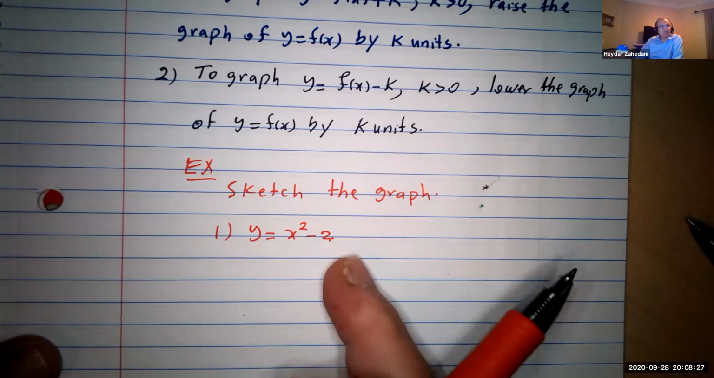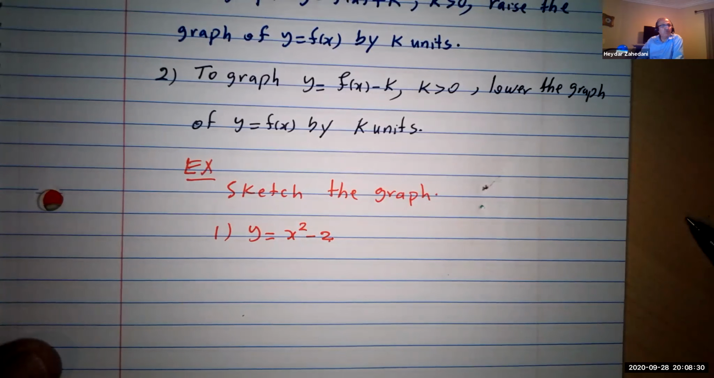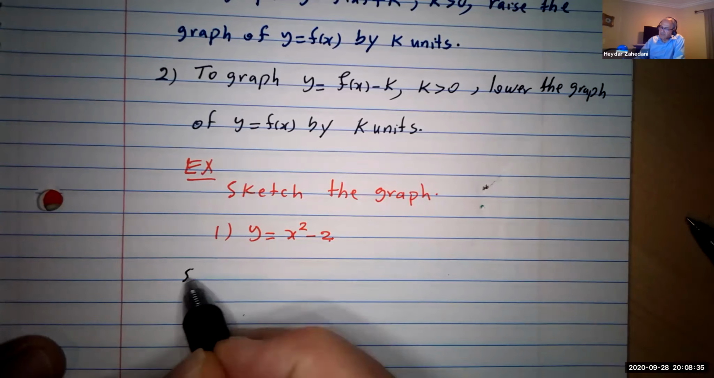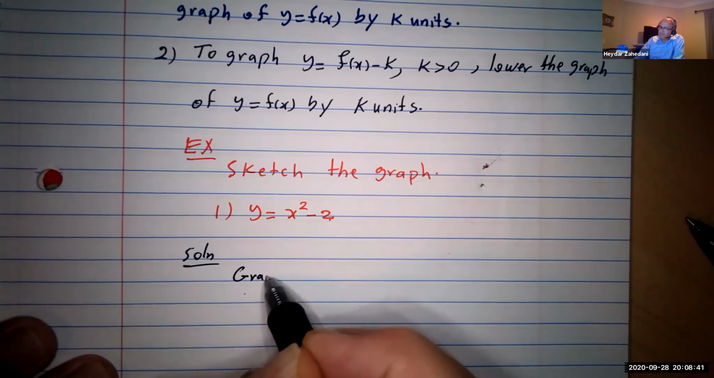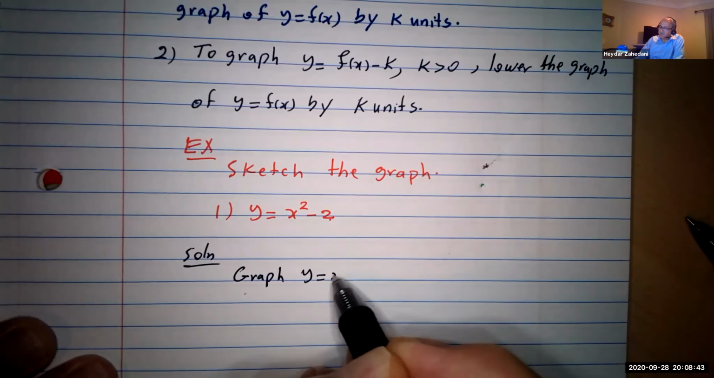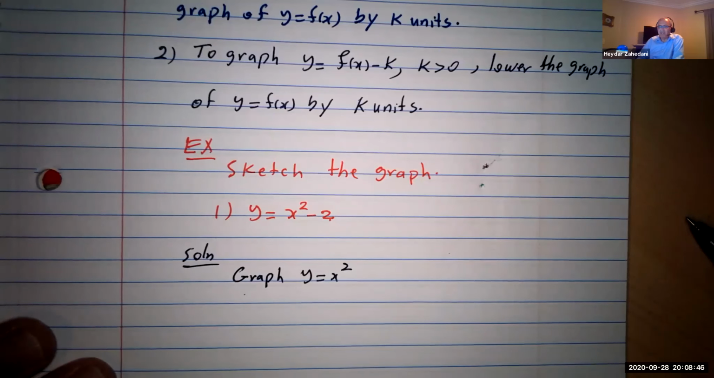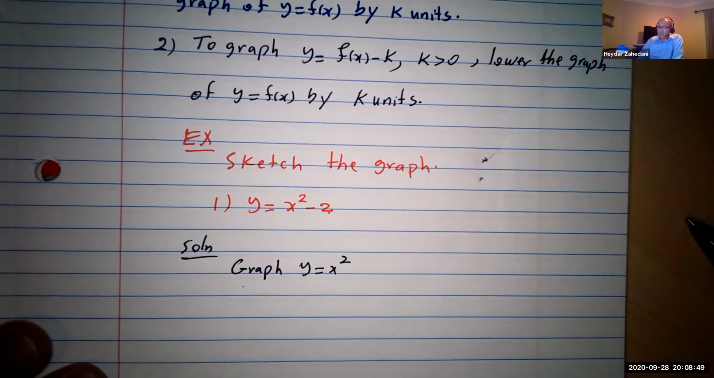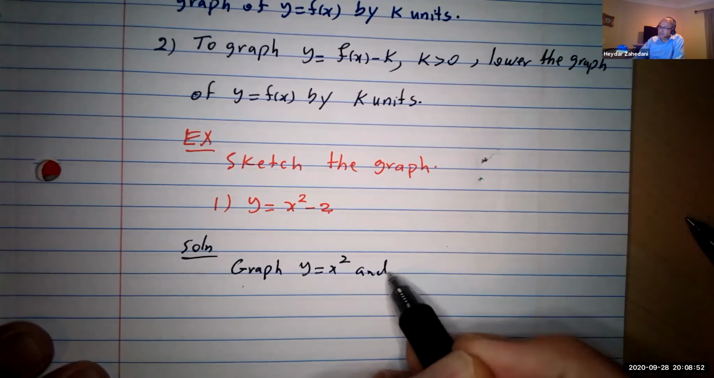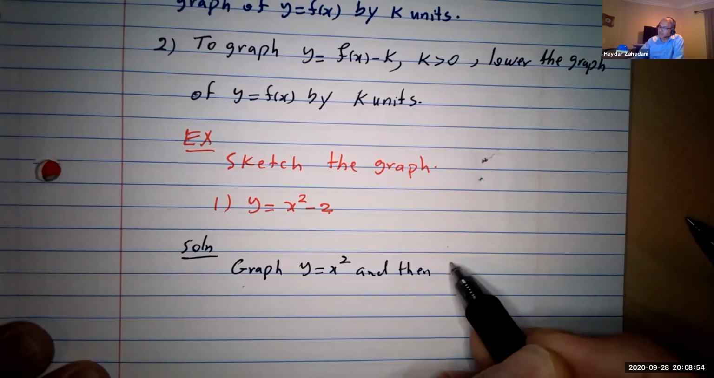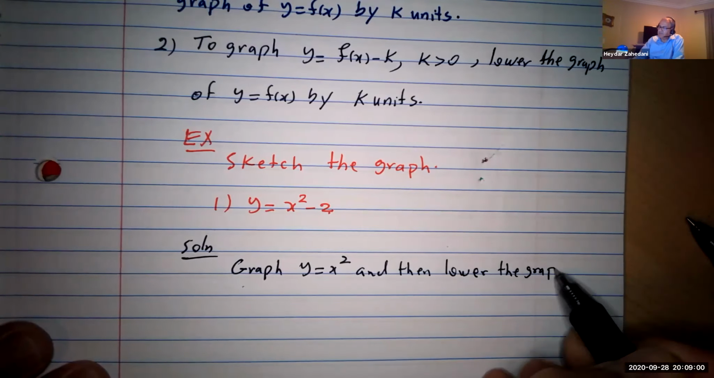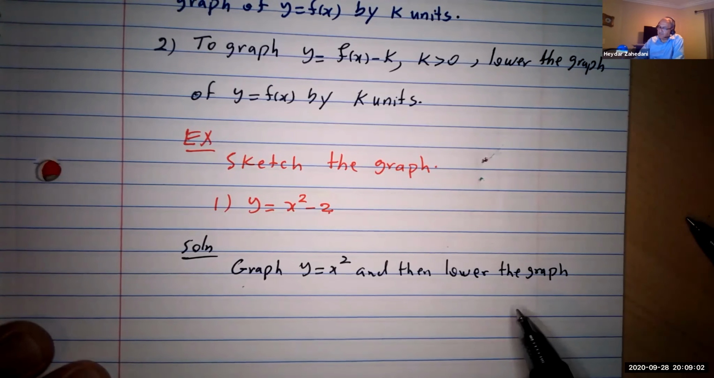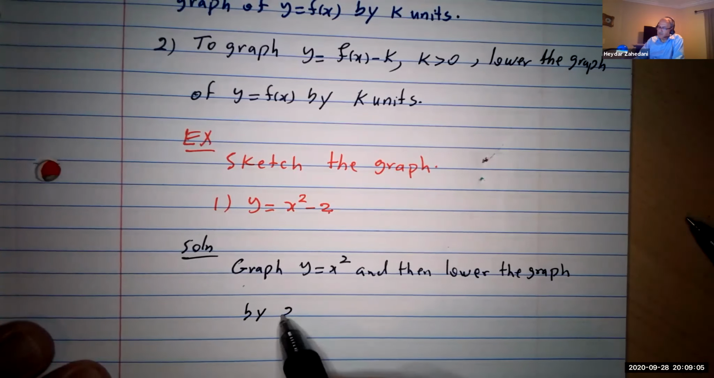Then, since it's x squared minus 2, you lower it 2 units. So if you like, that's a suggestion for the solution. You're going to graph y equal to x squared first, and then lower the graph by 2 units.